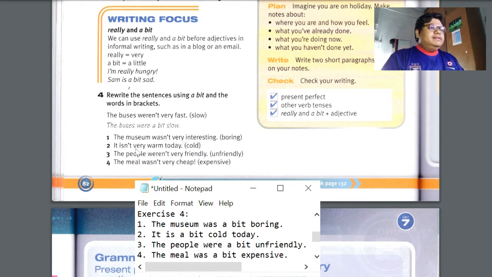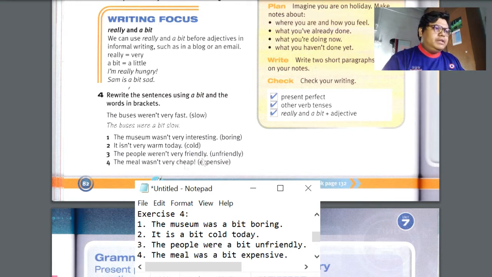Number 2, it isn't very warm today. Cold. Okay, it isn't very warm. So dia kata kat situ it isn't very. Okay, so kita tukar ni lah a bit. Okay, a bit cold. So ayat yang kita boleh tulis it is a bit cold today. Itu yang kita boleh tulis. Number 2, it is a bit cold today. Okay, that's number 2. Okay, number 3, the people weren't very unfriendly.